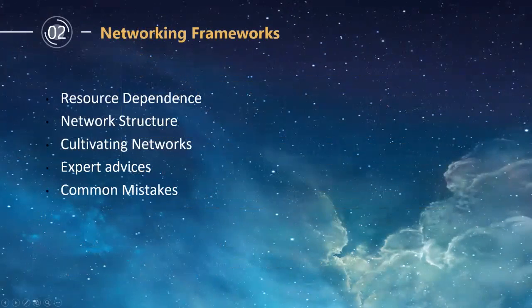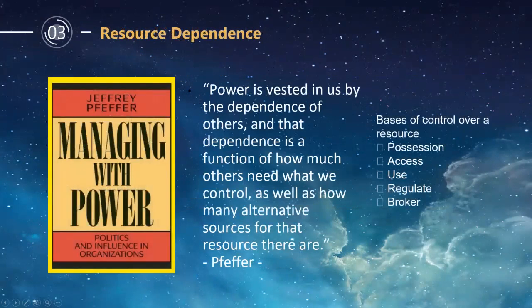All right. So we're going to talk about 5 things. Just very quickly, I only have 10 minutes to talk about this, the framework and structure. So we'll talk about the resource dependency and then the network structure, different types of network that are available to us. And then how do you cultivate the networks and how do you maintain relationships? And also some of the experts' advice, and lastly, the common mistakes. So first thing is the resource dependence.